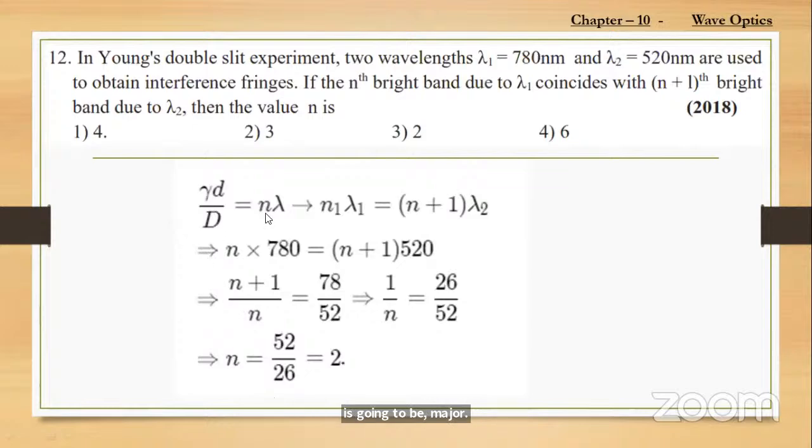To do that, let's imagine that n into lambda 1 is equal to (n plus 1) into lambda 2. So the wavelength of the first one is 780 nanometers, and the wavelength of the second one is 520 nanometers. You just divide one by the other and find the value of n. So the value of n will be 2. The waves formed by the two will coincide with each other.